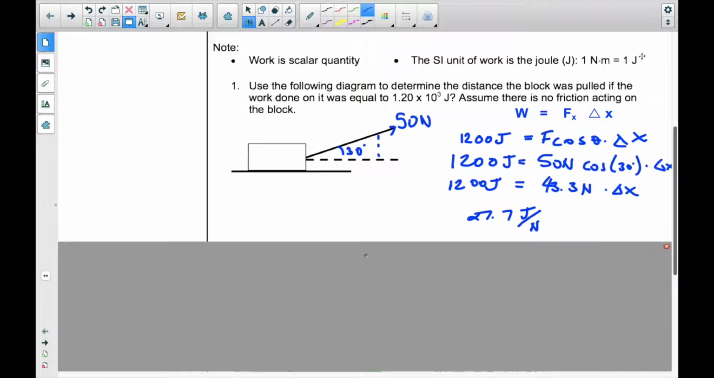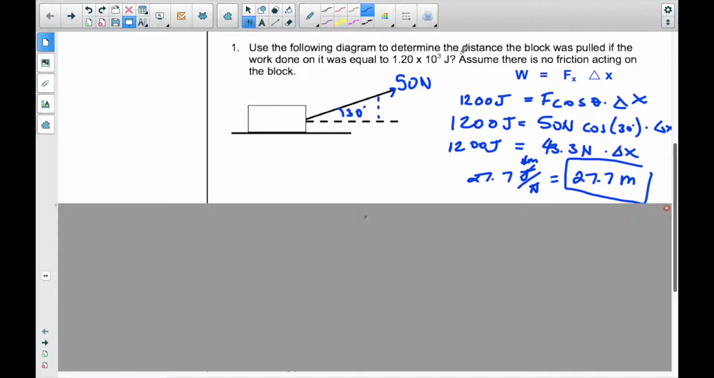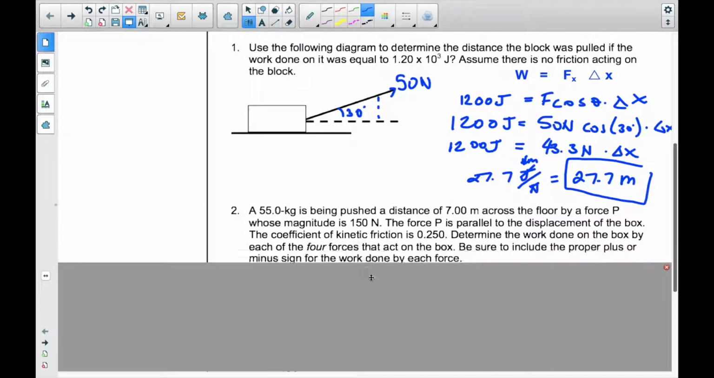But remember, a joule is a newton meter. So that's like newton meters over newtons. The newtons will cancel, and we get as an answer 27.7 meters. That's how far it traveled. That's just an example to show you how to use the equation. Let's look at another example.